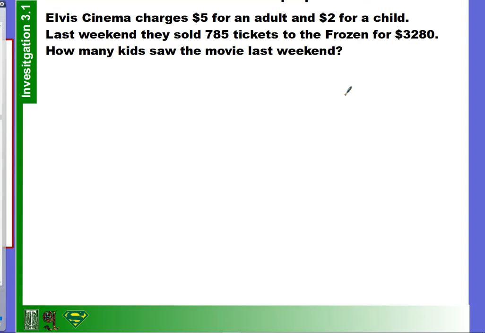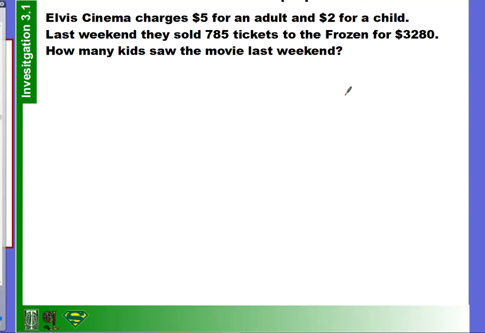Okay, that sounds reasonable. And then it says that last weekend they sold 785 tickets to Frozen, not the Frozen. Who doesn't love Frozen? For $3,280. How many kids saw the movie last week?